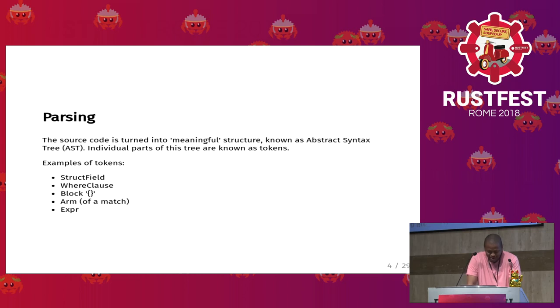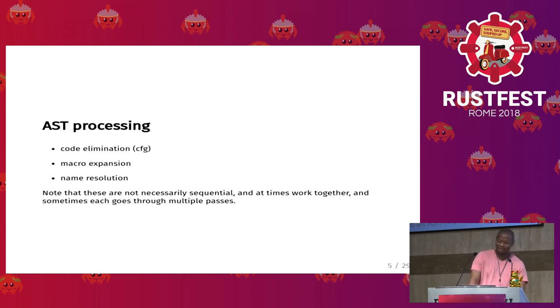Okay, so we're done with parsing, and then we get to AST processing. Once you have that AST, there are things that you do to it. An example is code elimination, and then we'll get to macro expansion and name resolution. Note that they are not necessarily sequential. You don't do code elimination and then macro expansion and then name resolution. They are sort of interchangeable, so you have to look at the code to know exactly what the steps are.